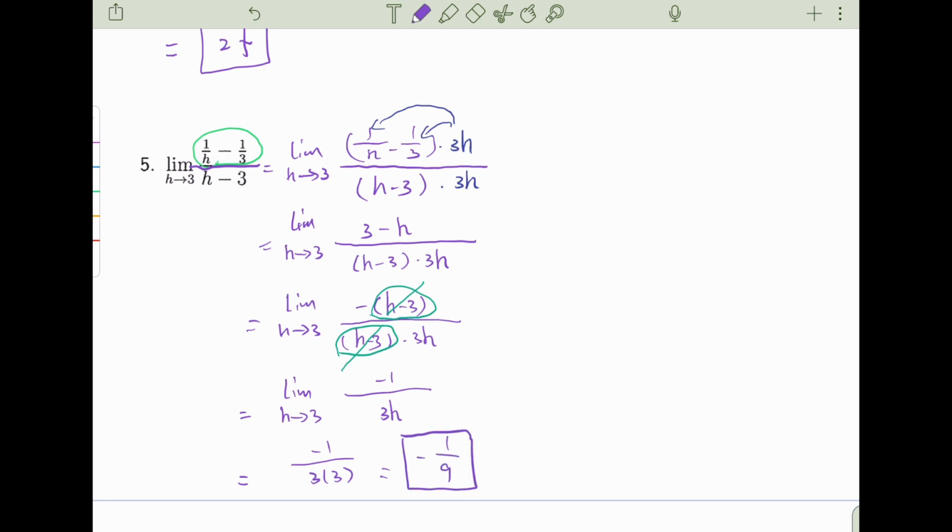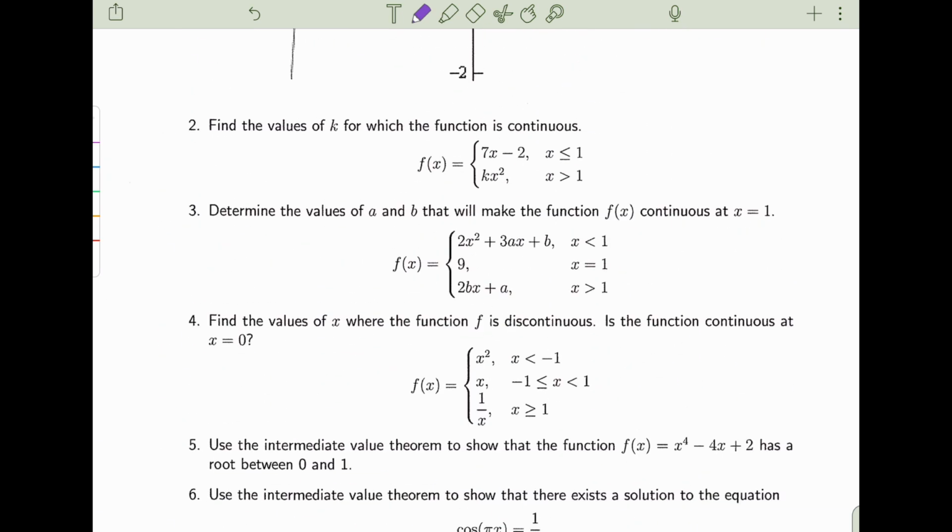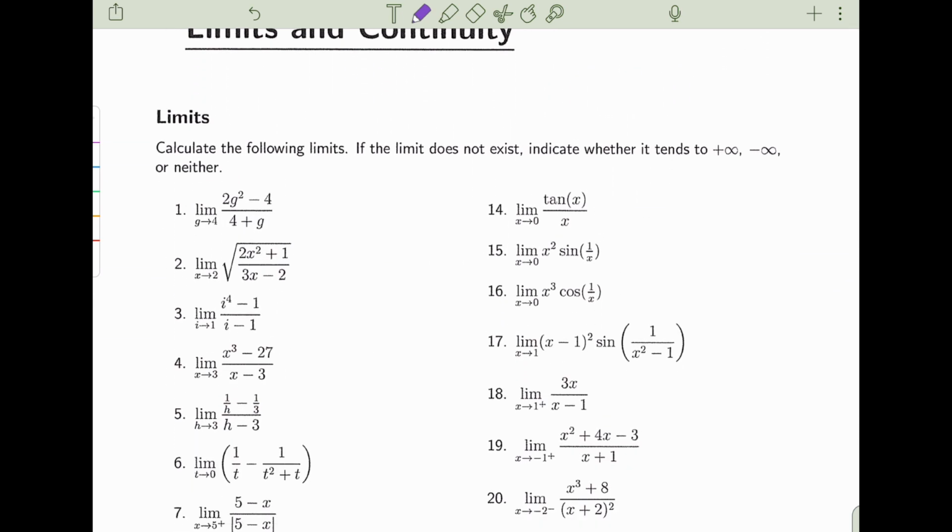Okay? So actually the same type of question, you will need to cancel the 0 factor. And before we cancel the 0 factor, we need to simplify the expression a little bit. So it's exactly the same thing as the previous 2 questions. Okay, then let's move on to the next one.